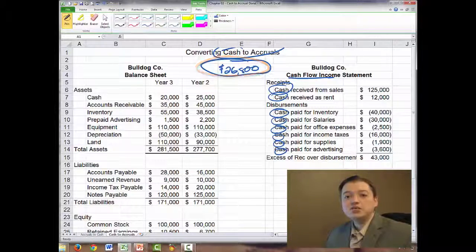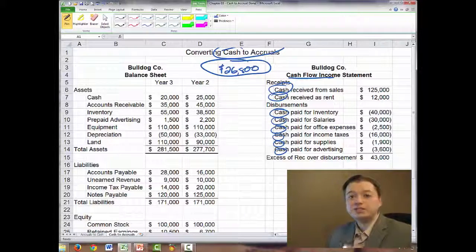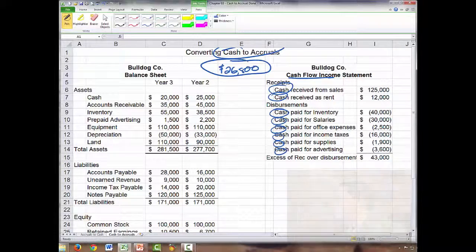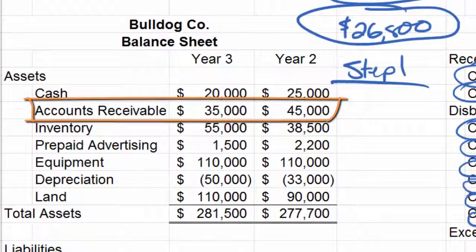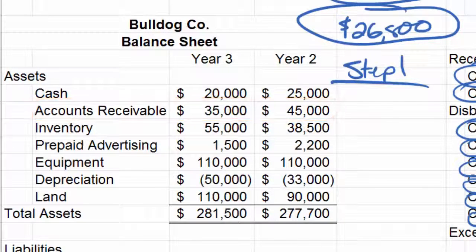The good news is that whether we're converting cash to accruals or accruals to cash, the basic steps stay the same. So let's start with step one, and that's to go through the balance sheet accounts and look for how the changes in the balance sheet numbers affect cash. Let's start here with accounts receivable. That's definitely a day-to-day operation. That's the kind of cash flow we're looking for right now.